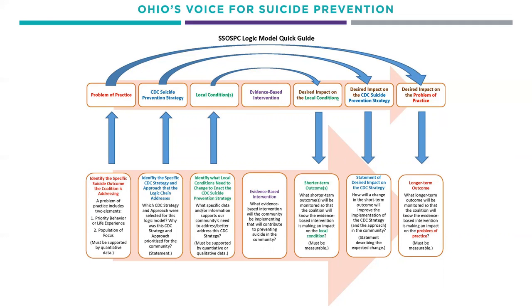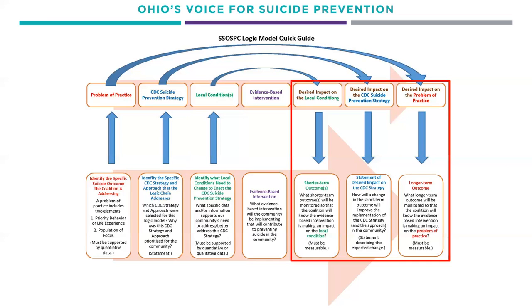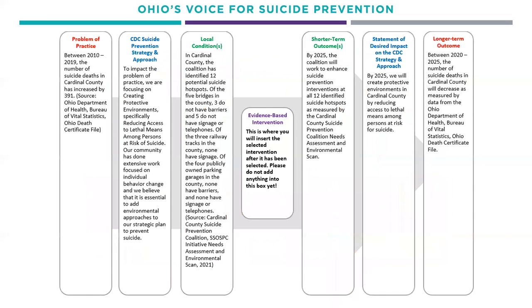There are 4 key steps to creating the logic model. First, we identify the specific suicide outcome the logic model is addressing. Second, we identify the specific CDC strategy and approach that the logic model will address. Third, we identify the local conditions that need to change to enact that prevention strategy. And then finally, we identify the outcomes that will measure progress.